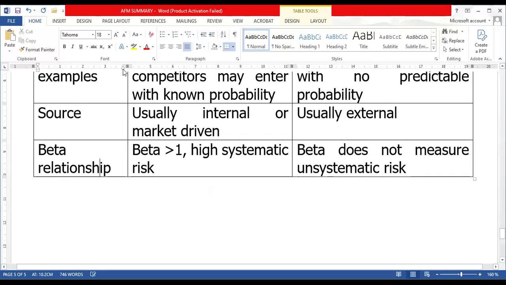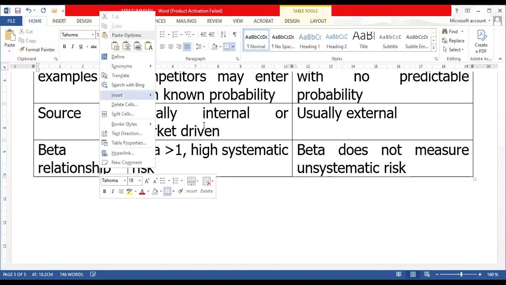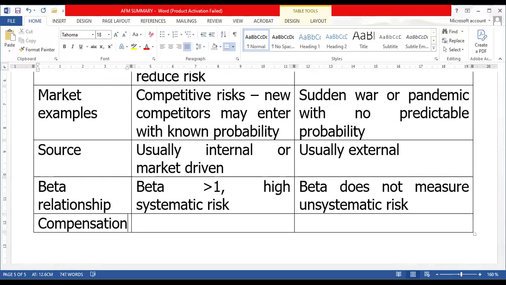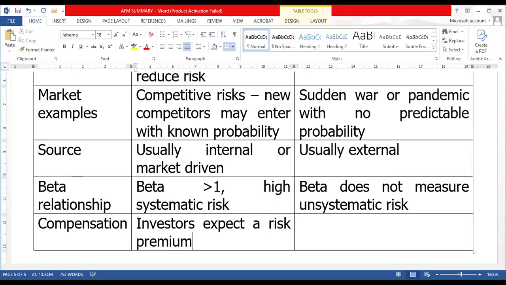Then the compensation, the last point for now. I am going to say that beta, the compensation, is that investors expect a risk premium for bearing systematic risk. I hope it is not the first time to hear about this risk premium.